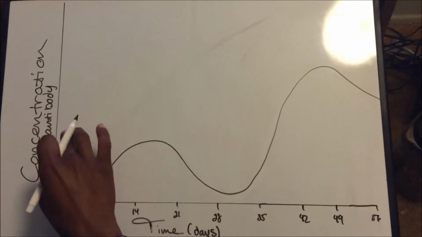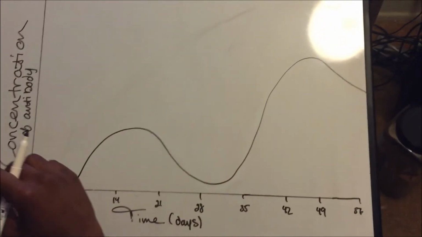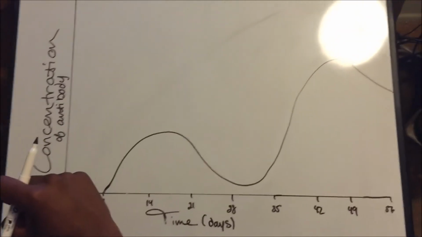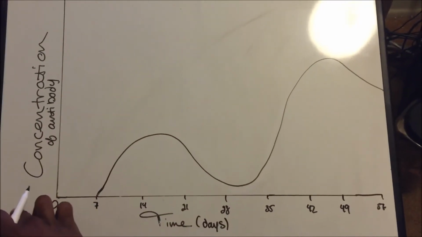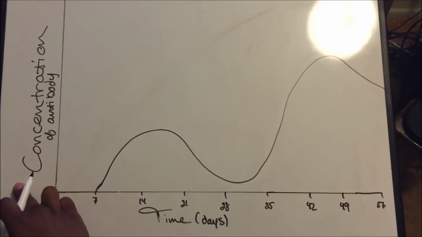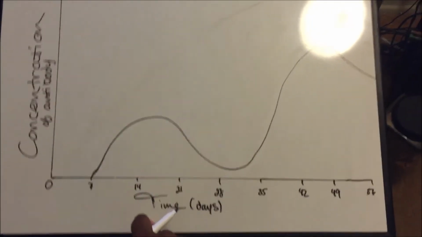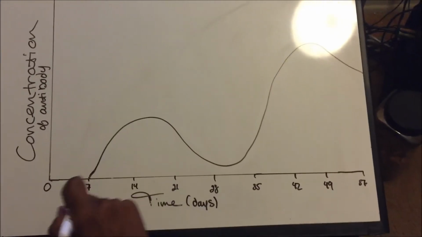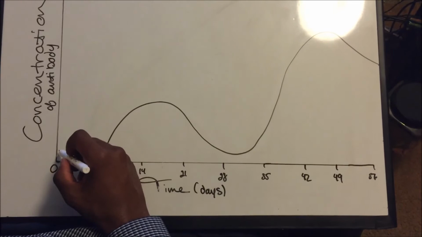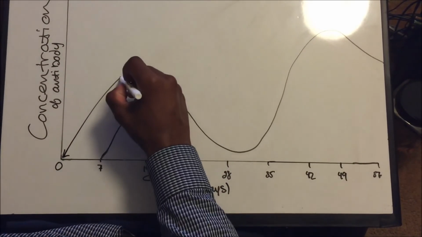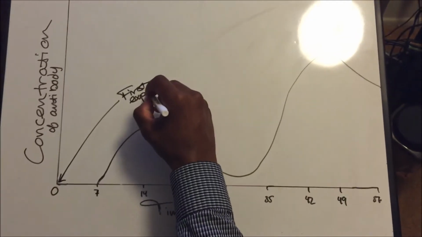This is a graph which represents the first exposure of an antigen in the body and the second exposure of an antigen to the body. The y-axis represents the concentration of antibodies within the body, and the x-axis represents the time in increments of 7 days, or a week. The first exposure would occur right at 0.